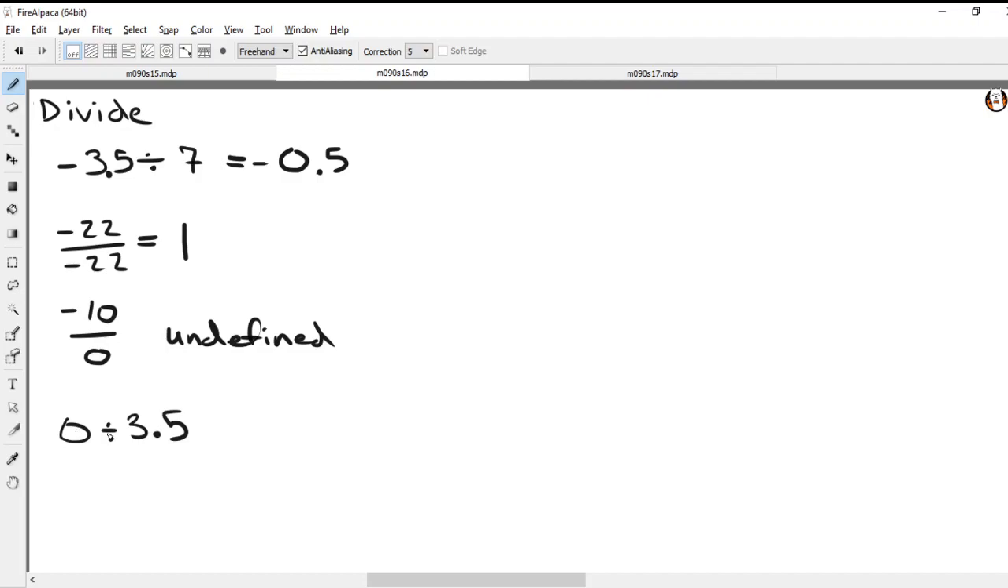Lastly, 0 divided by 3.5. In this case, the answer is 0. When I divide 0 by a number, the result is 0. All right, let's look at our next round of problems.